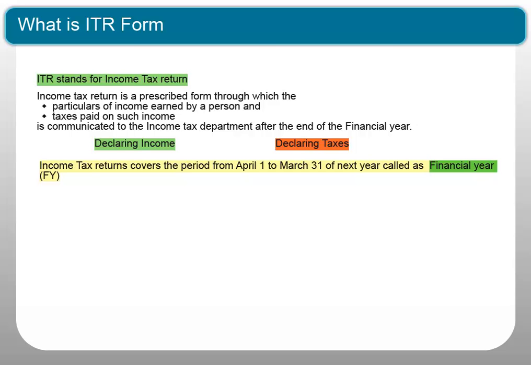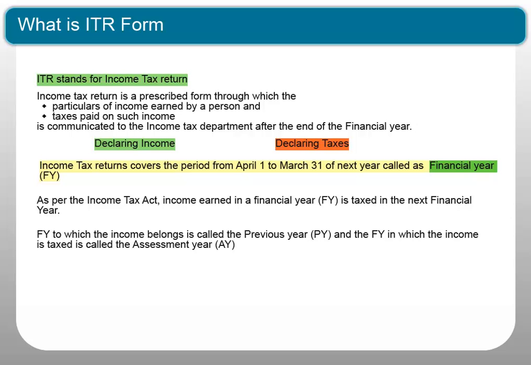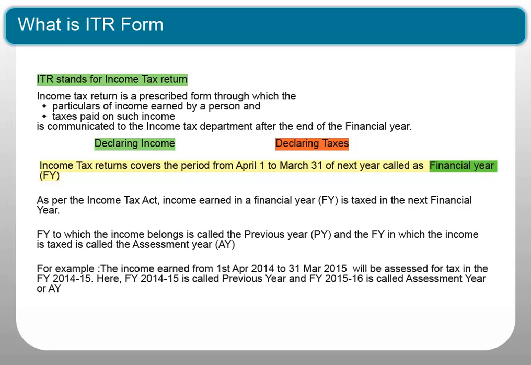As per the Income Tax Act, income earned in a financial year is taxed in the next financial year. The FY to which the income belongs is called the previous year, represented as PY, and the FY in which the income is taxed is called the assessment year, shown as AY. For example, the income earned from April 1, 2014 to March 31, 2015 will be assessed for tax in the financial year 2015-16. So financial year 2014-15 is called the previous year and financial year 2015-16 is called the assessment year or AY.